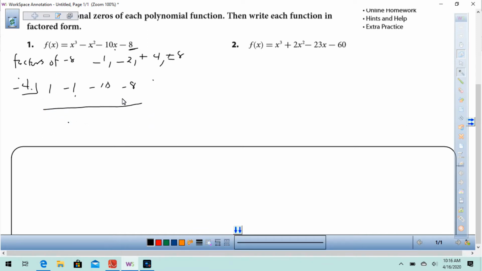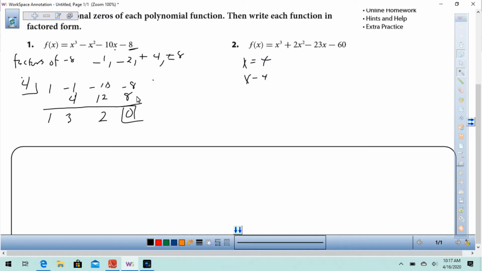Well, what if let's just try positive 4 then. 1, and that's 4. That gives you 3. 4 times 3 is 12. That gives you positive 2. That gives you positive 8. Now you have 0. So 4 is a factor. Positive 4. So how are we going to write this? If x equals 4, then x minus 4.